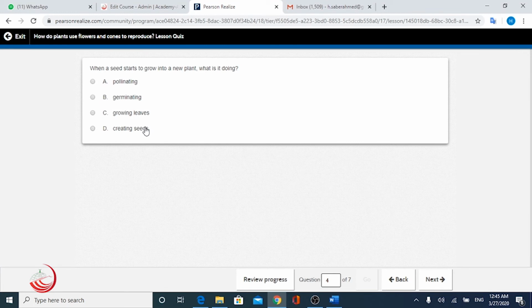All right. When a seed starts to grow into a new plant, what is it doing? Pollinating, germinating, growing leaves, creating seeds. When it starts to grow, it is germinating.